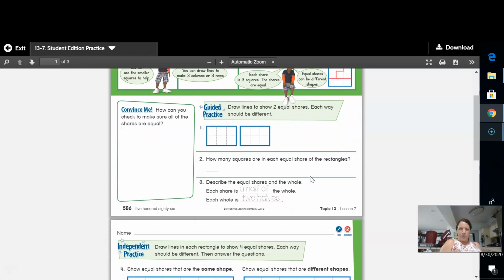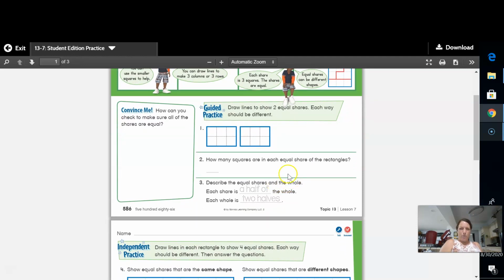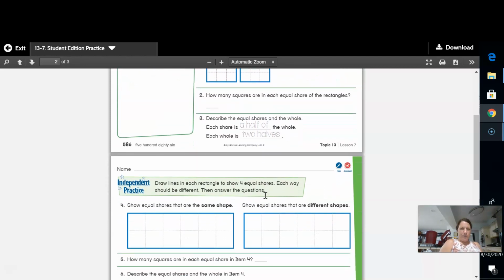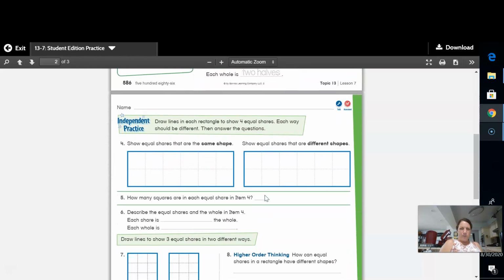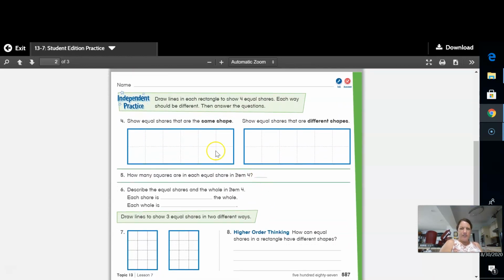And then it says, describe the equal shares in the whole. Well, we were making halves, weren't we? We were cutting it into 2 parts, 2 equal shares. So each share is a half of the whole. And each whole has 1 half, 2 halves. I know this is a little tricky, but I want you to try it today. It says we're going to make 4 equal shares this time. 4 equal shares.